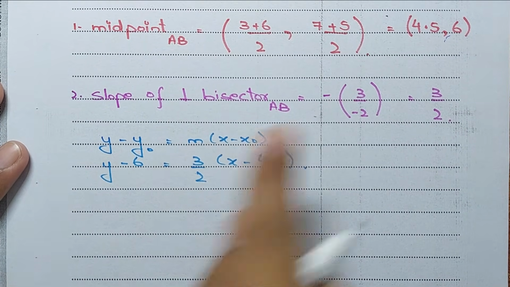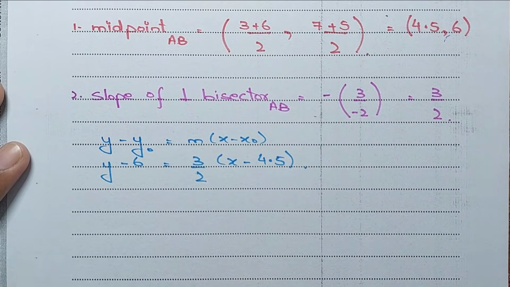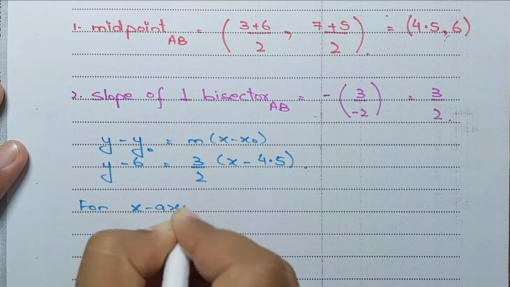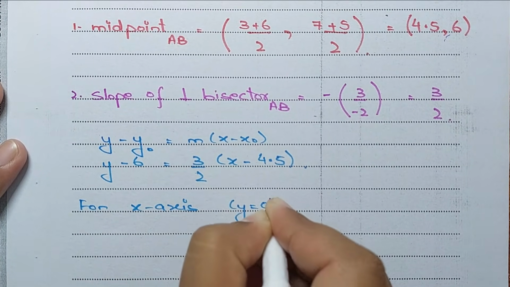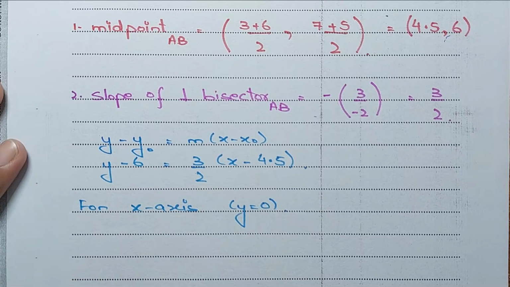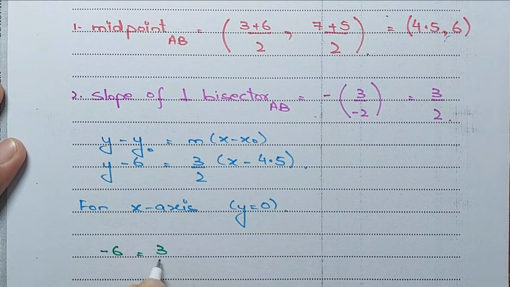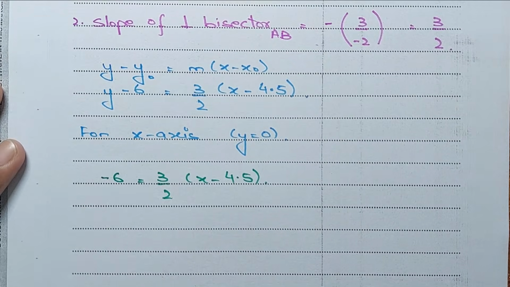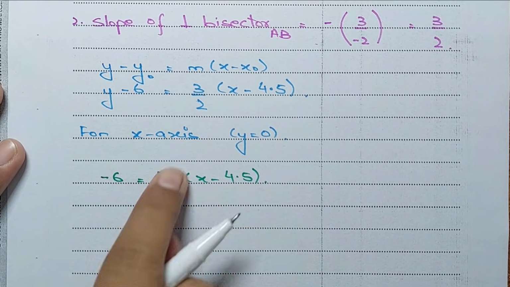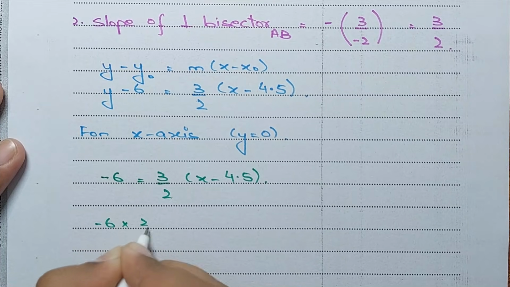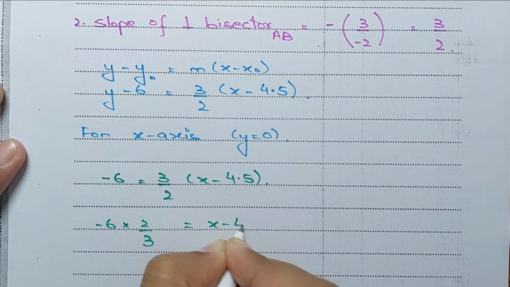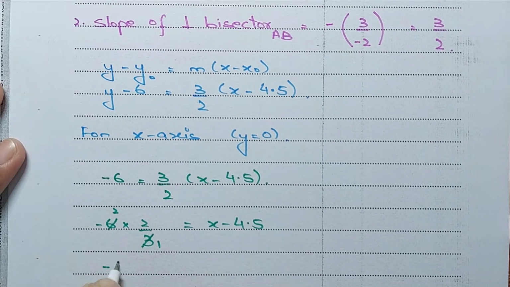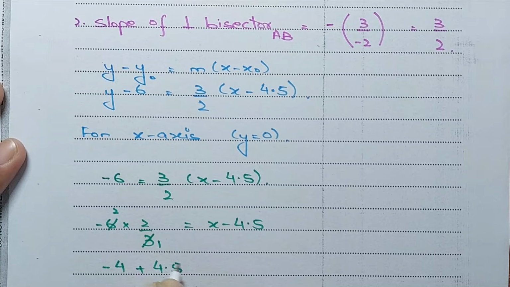All right. Now for the x-axis and y-axis. For the x-axis, y is equal to 0. So when the y component is 0, solving for the x component, minus 6 equals 3 by 2 into x minus 4.5. So minus 6 multiplied by 2 by 3. This is x minus 4.5. And 3 times 1 is 3, 3 times 2 is 6. So it is minus 4 plus 4.5. You will get x.